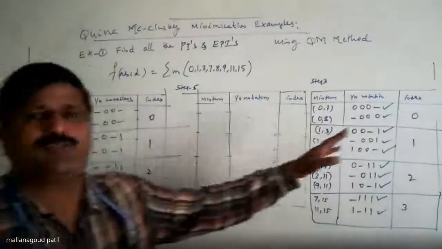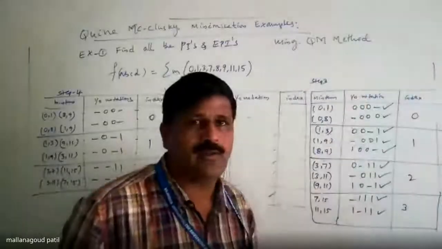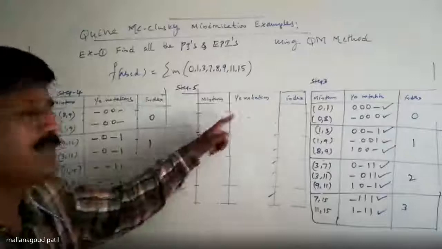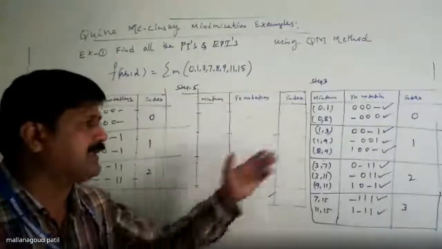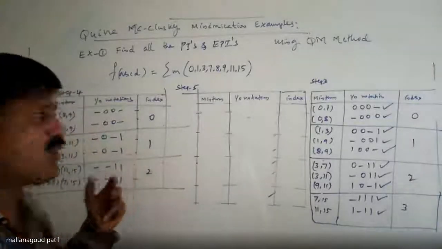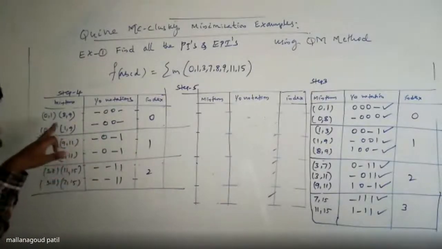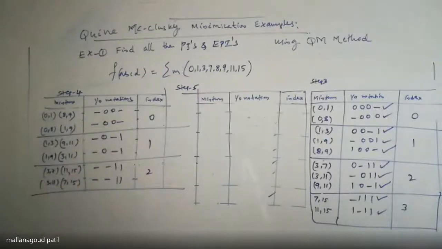Every time one index will be reducing. Initially it was 0 to 4. Next it will be 0 to 3, next 0 to 2, next 0 to 1. Sometimes it may stop here only. We'll cross check that one. Now minterms will be totally doubled here. Index 0 and index 1 you have to cross check.